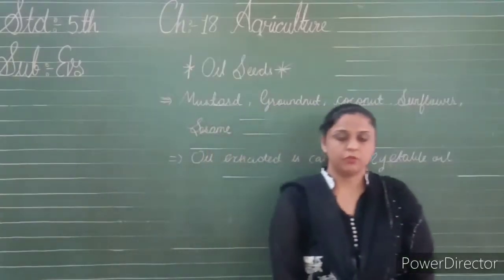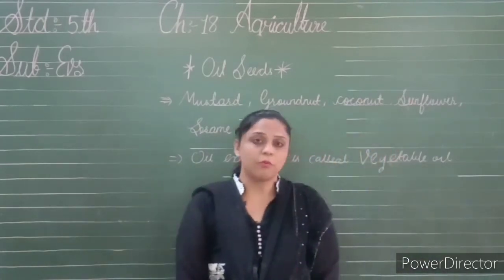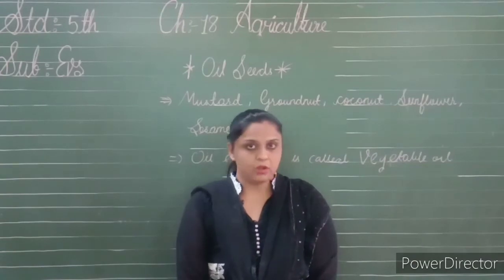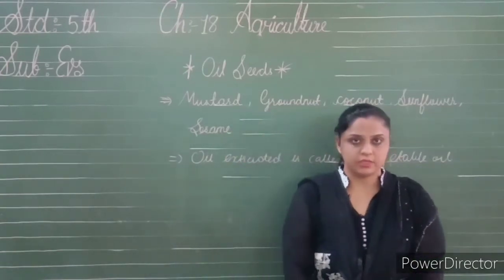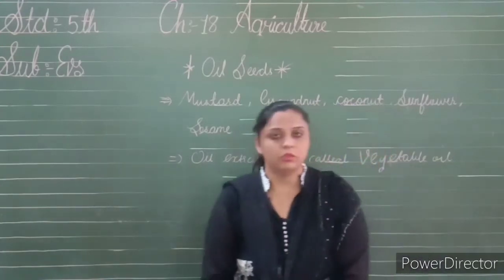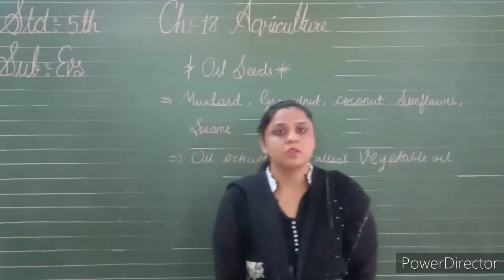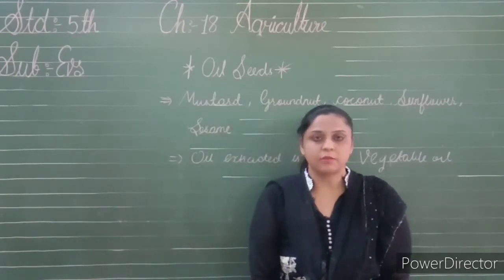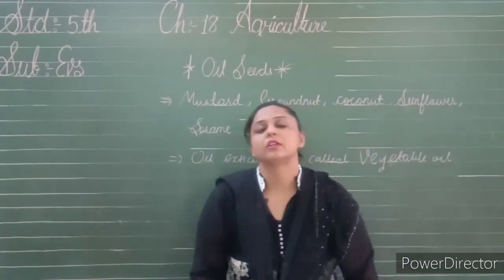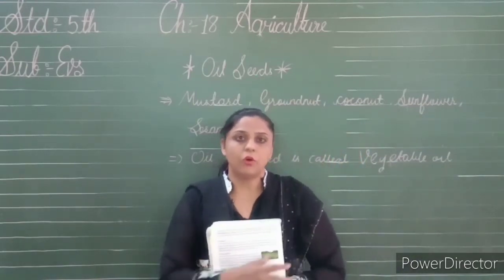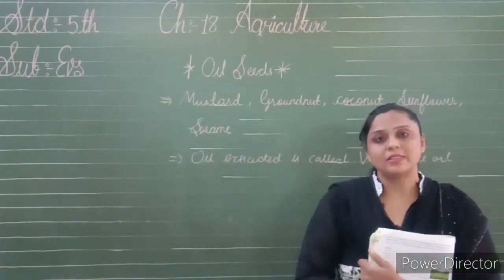Now oil seeds. What are oil seeds? Oil seeds are the seeds of plants from which we can obtain oil. Our cooking oil is from oil seeds. Everybody here will have different kinds of oil used in their family and home. Some use groundnut oil, some use sunflower, some use olive oil. Everyone has a different oil which they use at home. So what are the oil seeds?